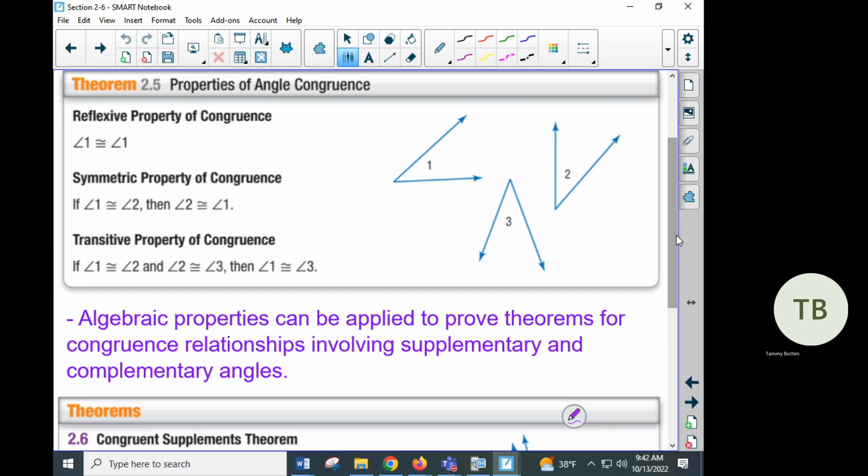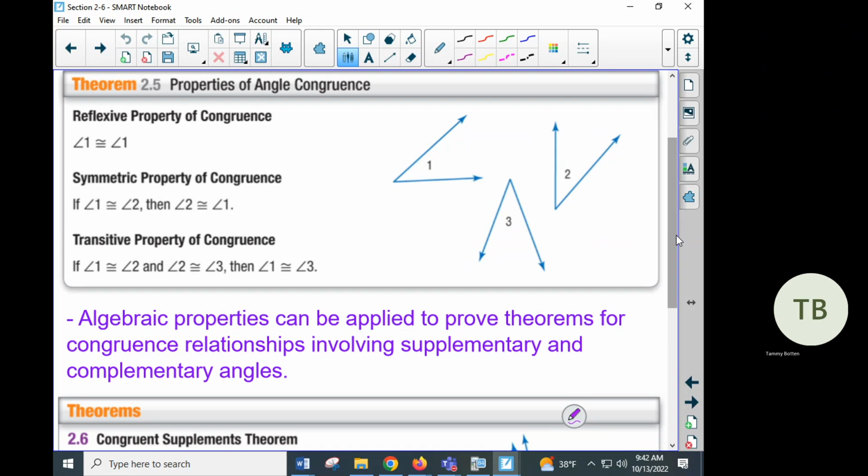Okay, so today what we're gonna do is the 2nd day of section 2.6, and this is gonna be more proof oriented. So a lot of times with proofs, when they introduce something new, which they introduced angles, and the fact that angles are congruent, they'll talk about reflexive, symmetric, and transitive.